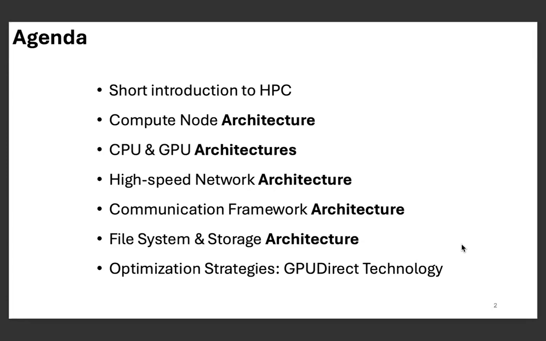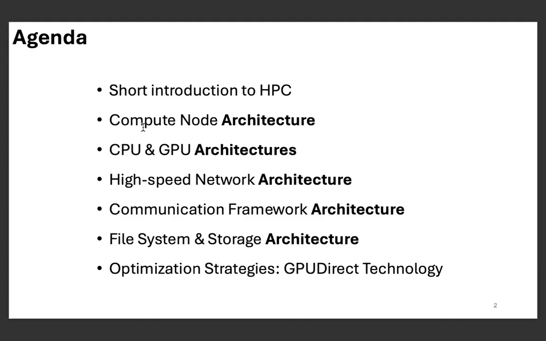It goes from the architecture of a compute node to CPU, GPU, and network fabric architecture, communication framework architecture, also briefly about the file system architecture. And then if I have a little bit of time, I will shortly talk about some optimization strategies using some new features. So this is the agenda of this webinar.